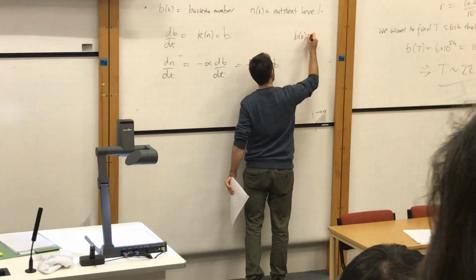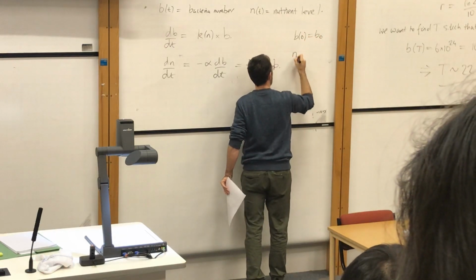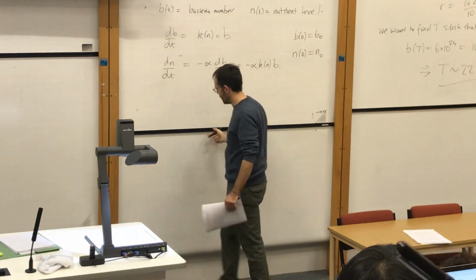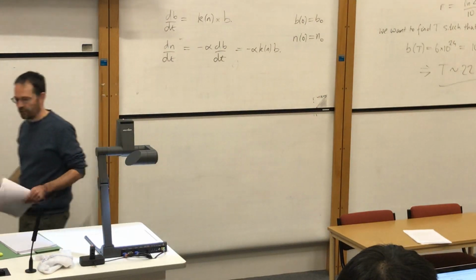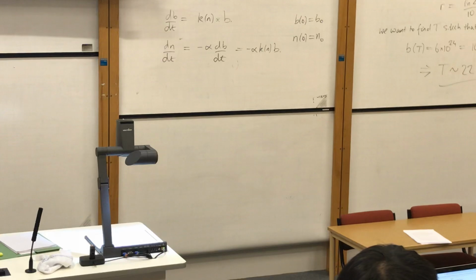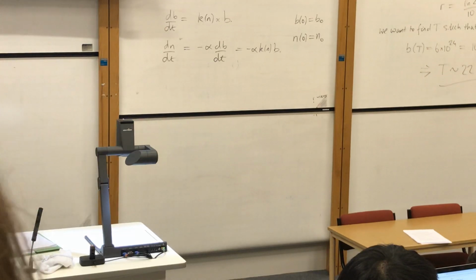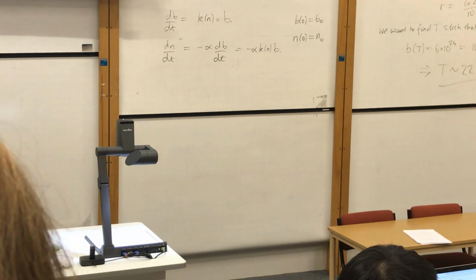Start with some population of bacteria, call it B naught, and some amount of nutrient, N naught. So if I want to complete it, I can just write down those equations. Okay, so what are going to be the dynamics of this?